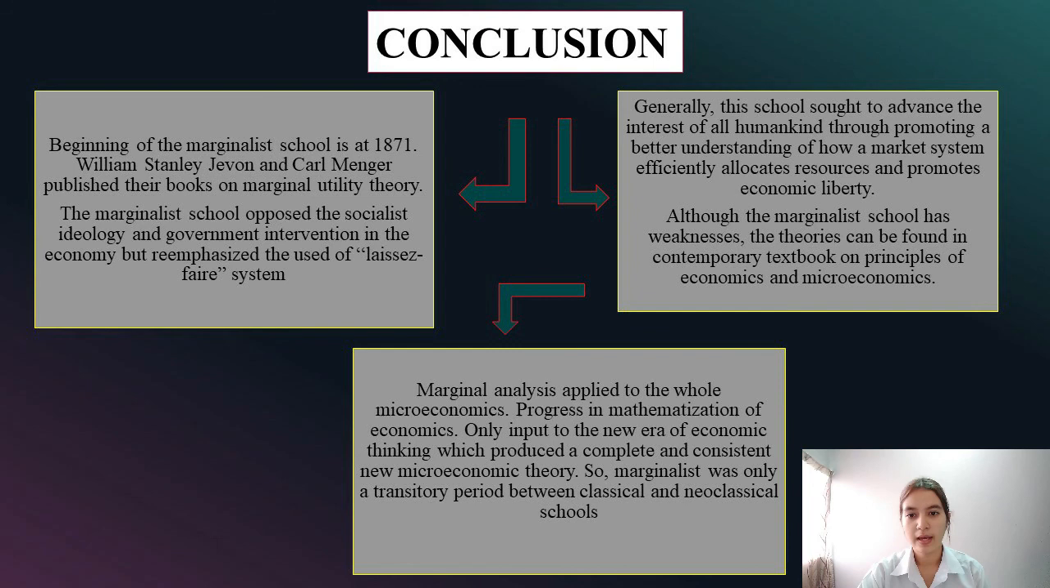In conclusion, the beginning of the Marginalist School is at 1871, when William Stanley Jevons and Carl Menger published their books on marginal utility theories. The Marginalist School opposed socialist ideology and government intervention in the economy, but re-embraced the use of the laissez-faire system. Generally, this school sought to advance the interests of all humankind through promoting a better understanding of how a market system efficiently allocates resources and promotes economic liberty.